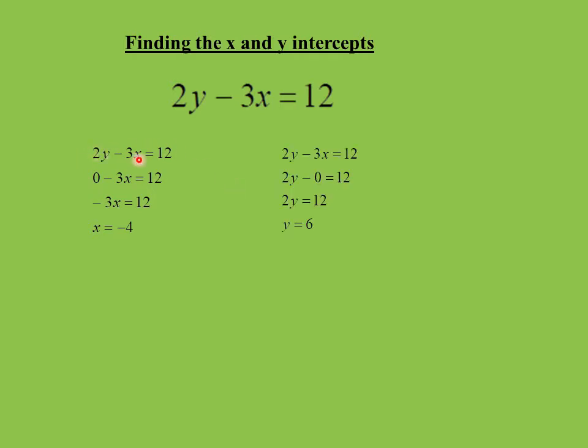So over here, I've written the equation, and I've actually skipped a step. I've changed 2y to 0, because if y is 0, 2 times y is 0, so we just write the 0 there, skipping a little step. Therefore, negative 3x is equal to 12, x is negative 4. And over here, the same thing, I've substituted 0 for the 3x, because if I'm finding the y-intercept, then x must have a value of 0. It comes down to 2y equals 12, and then y equals 6.